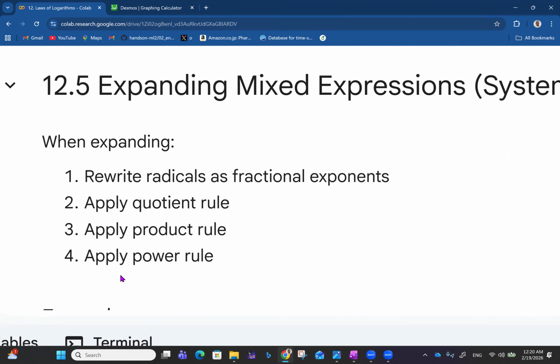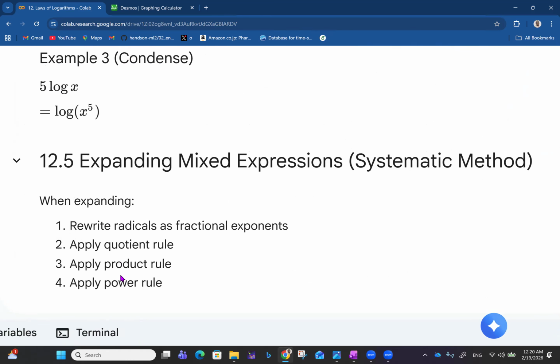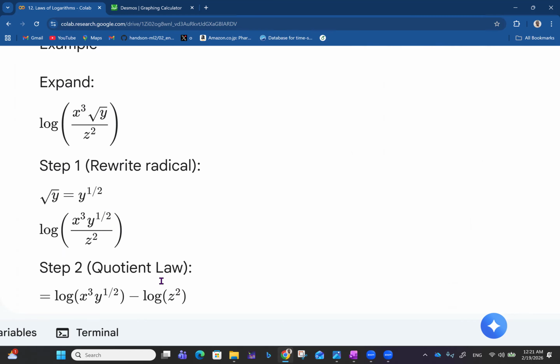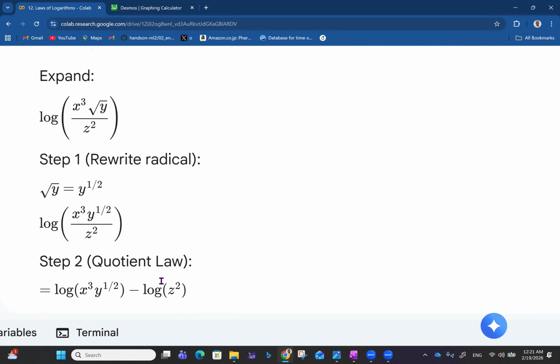So what if you want to expand mixed expressions systematically? When expanding, the first thing you want to do is rewrite radicals as fractional exponents, then apply the quotient rule, apply the product rule, and then apply the power rule. That sounds like a lot of English, but let's see that play out here.